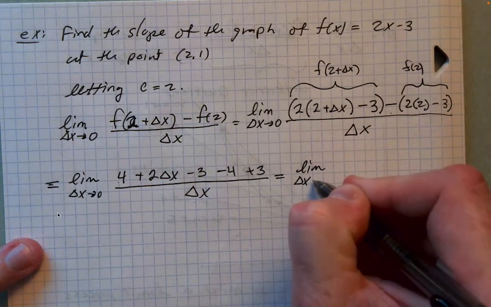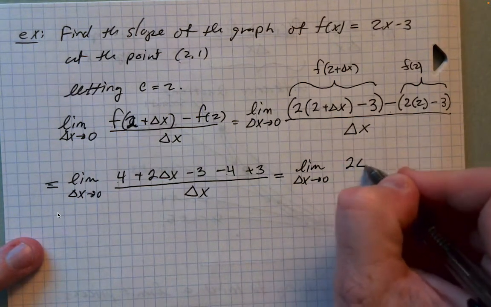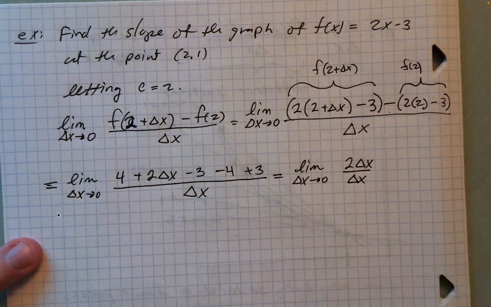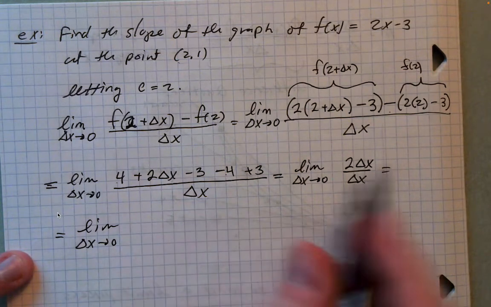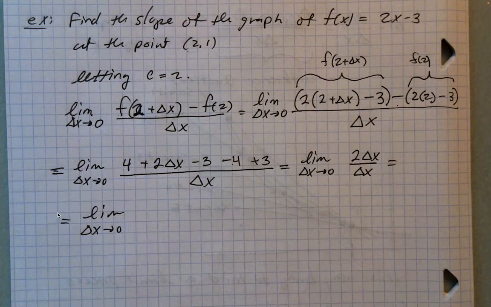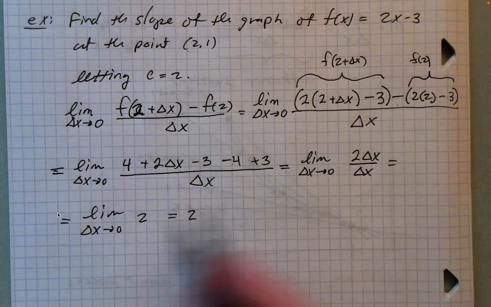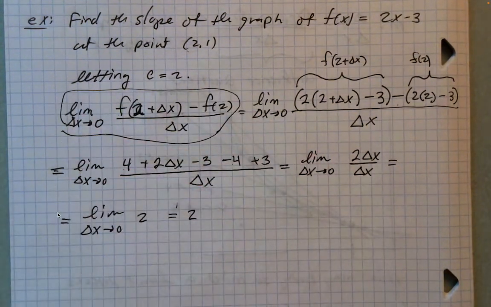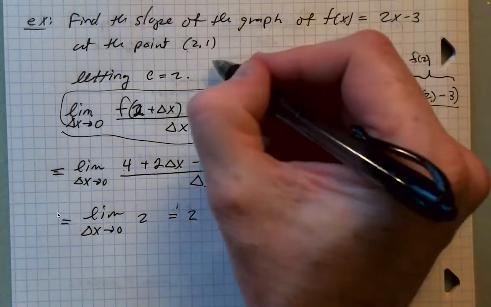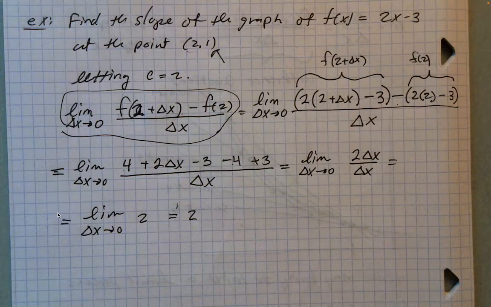And I've got the limit as delta x goes to 0 of 2 delta x over delta x. And then the limit as delta x goes to 0 of, now the delta x's cancel out, right? You can think of them as a variable. Okay, so what's the limit of a constant function? Well, it's just the constant, right? So the limit as delta x goes to 0 of 2 is 2. And so this is the slope, right? Remember, this right here tells us the slope of the tangent line at the specified point. Okay, so the slope is 2.